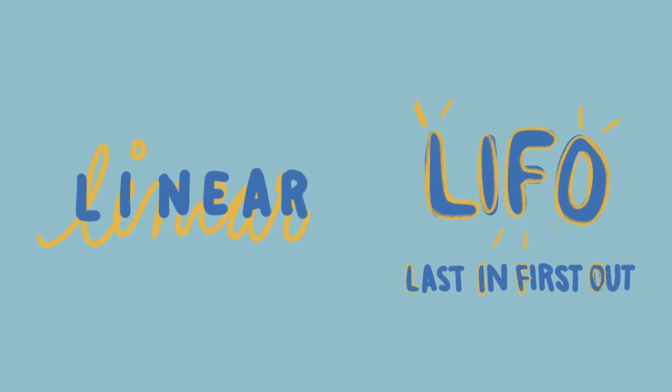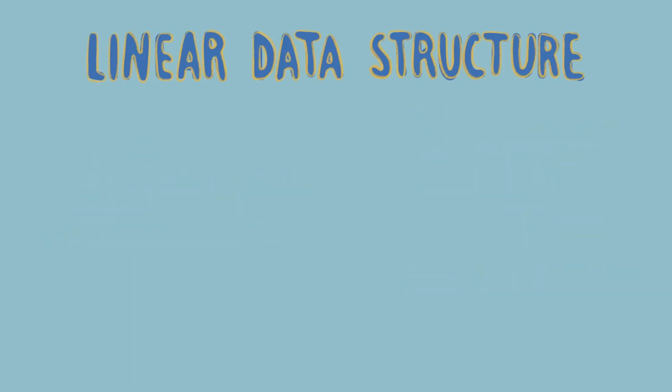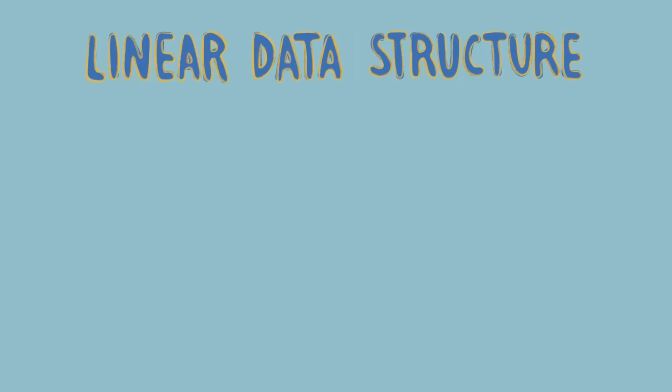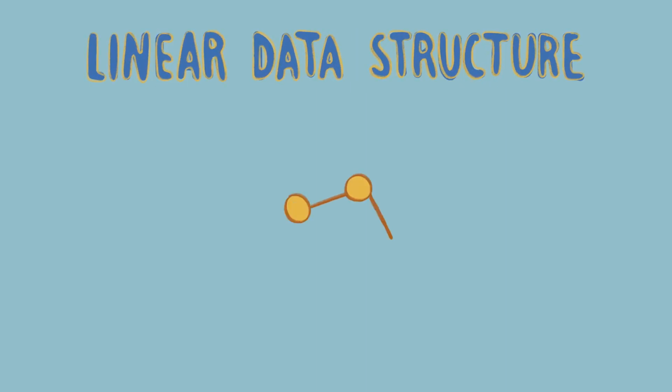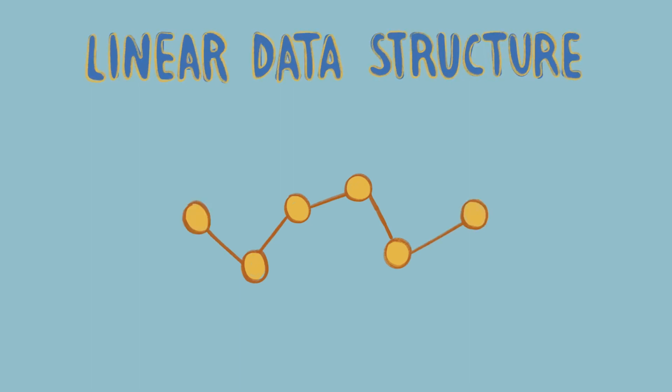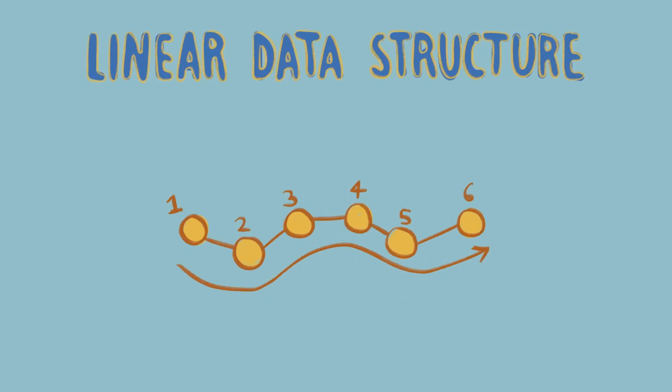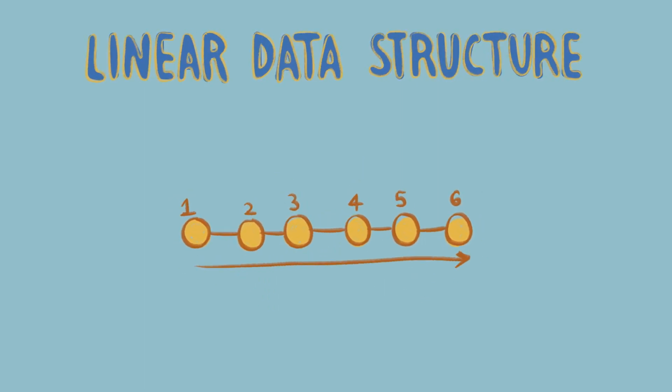Let's take a look at this statement in more detail and understand what linear data structure and last in, first out means. A linear data structure is where each element is connected to, at most, two other elements, the one before it and the one after it. When you try to visit all the elements starting from one end, there's just one path that you can take. That is, a linear path from one end to the other.